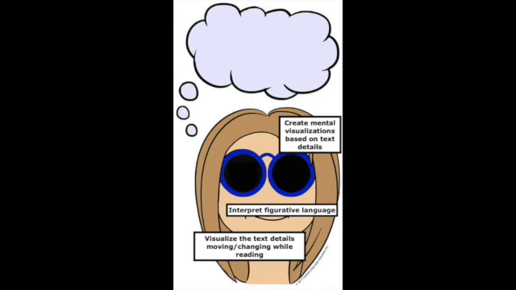Okay, guys, with this little anchor chart, I wanted to talk to you about what it means. And on it, it says create mental visualizations based on text details. It says interpret figurative language. And it says visualize the text details moving and changing while reading. So the first thing, create mental visualizations based on text details.